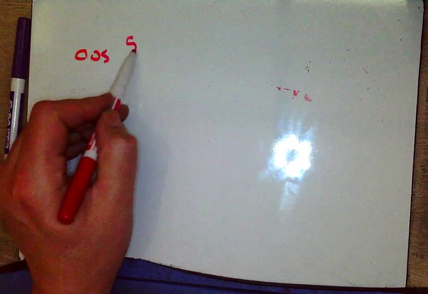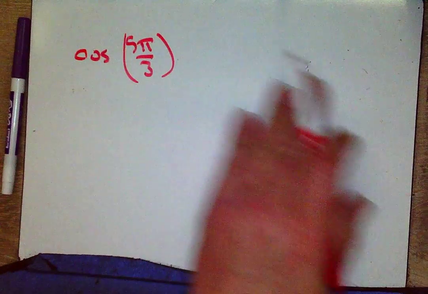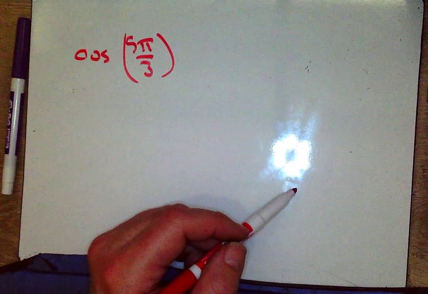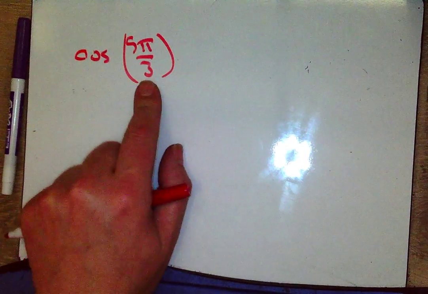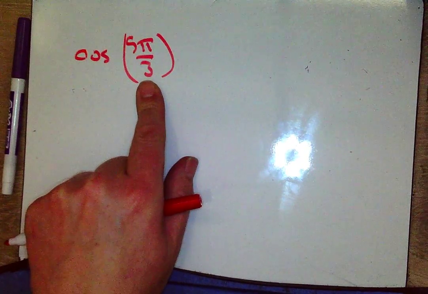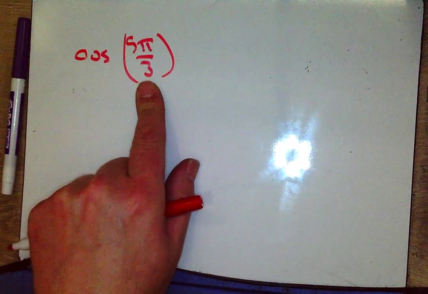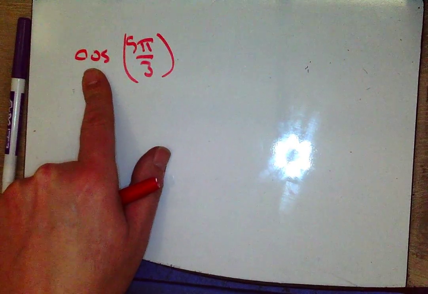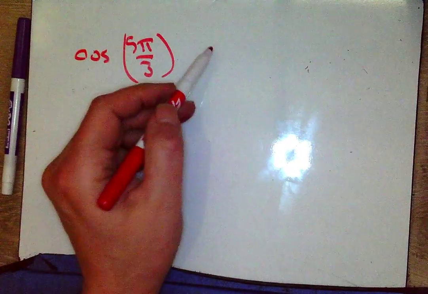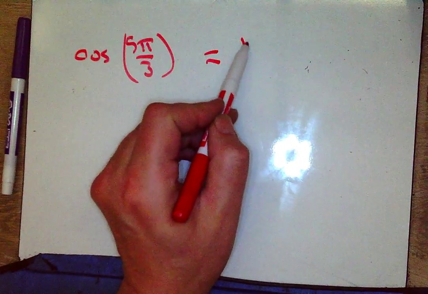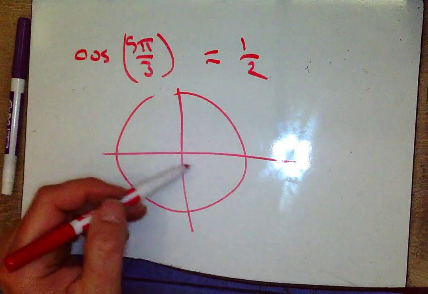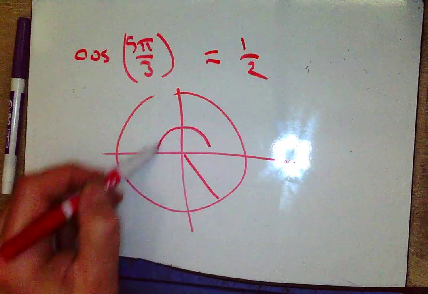Okay. How about cosine 5 pi over 3? 5, 4, 3. What should you be doing? You should be thinking about where this is on the unit circle, thinking about the ordered pair that you see at that place in the unit circle, and then saying, oh, cosine is the x value on the unit circle. So I'm going to have 1 half. And think about where this angle is. Here is 5 pi over 3.